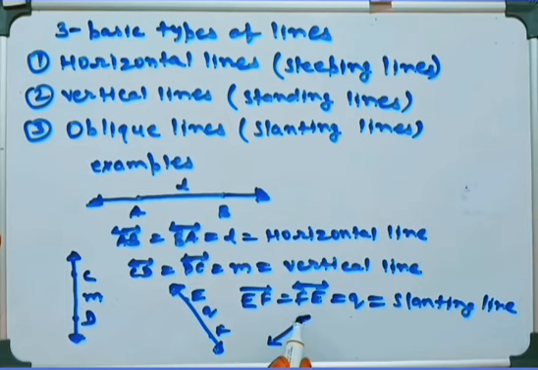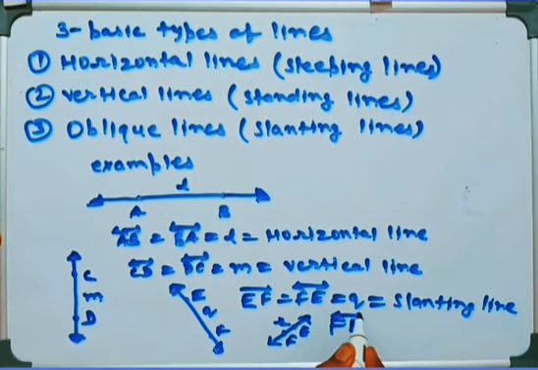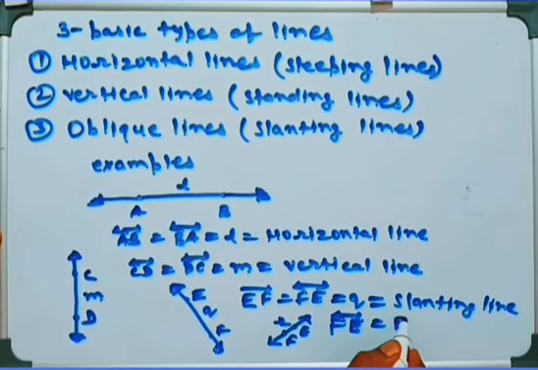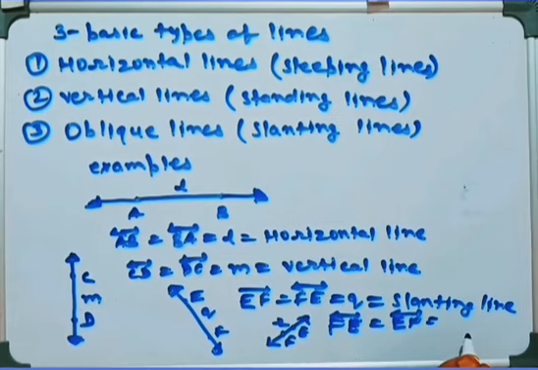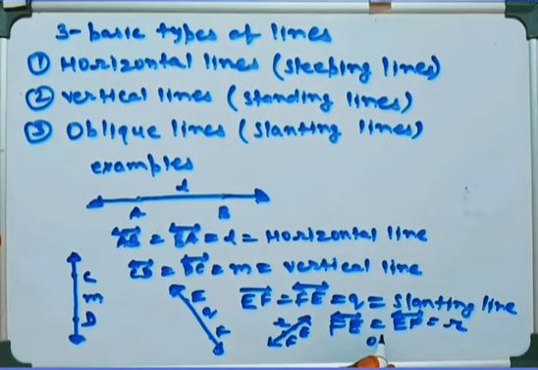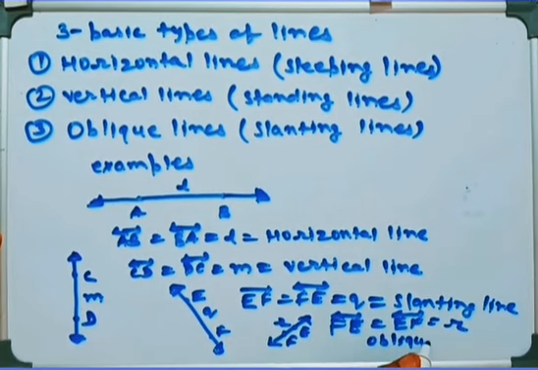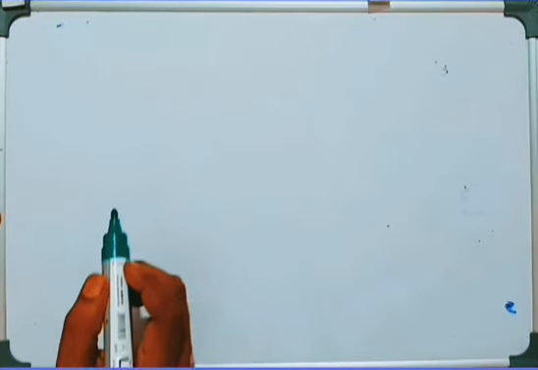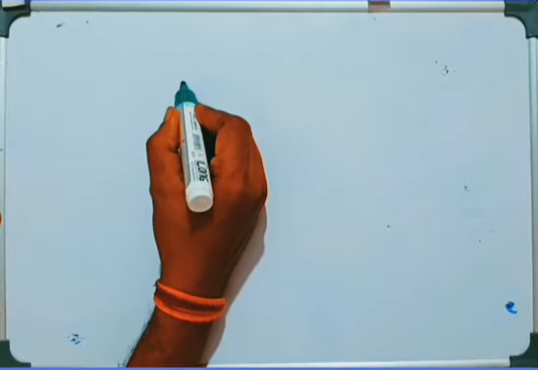Now another example of an oblique line is like this. See, you can represent it like this, or this is F and E, say this is represented by R, then line FE and line EF equals R, or it is also known as an oblique line or slanting line.